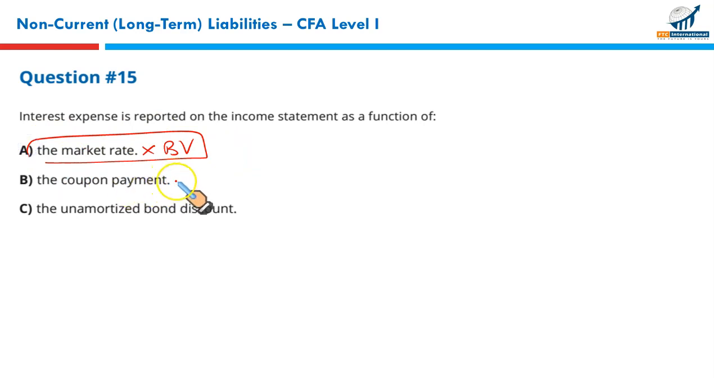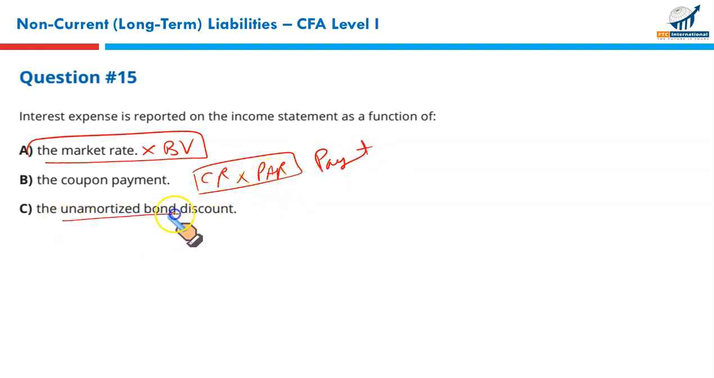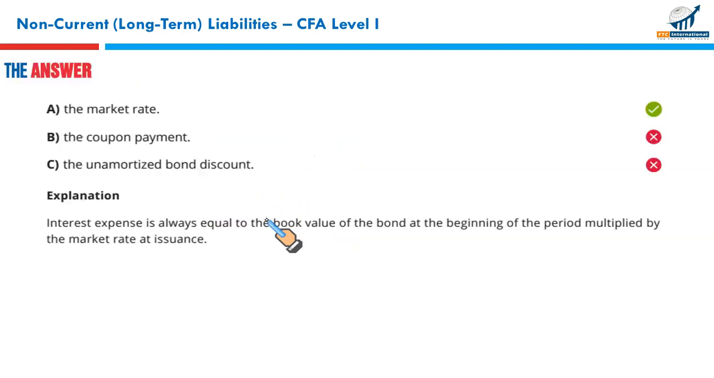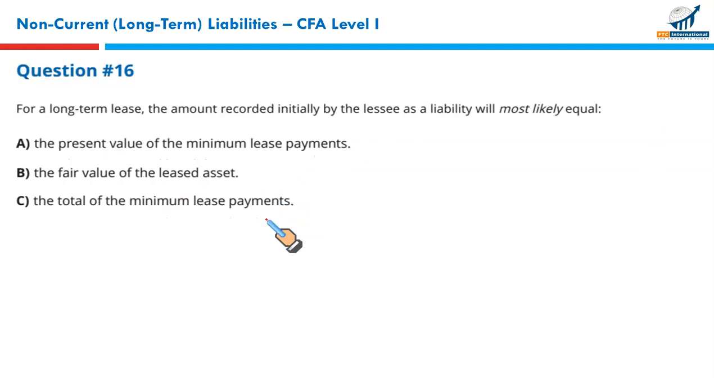The coupon payment is simply the coupon rate multiplied by the par. It has nothing to do with income statement expense. This is the interest paid. This is the payment. Interest payment is the coupon rate multiplied by the par. Unamortized bond discount has nothing to do with the payment or with the income statement expense. It is reported as a part of balance sheet items. So it's the market interest rate.